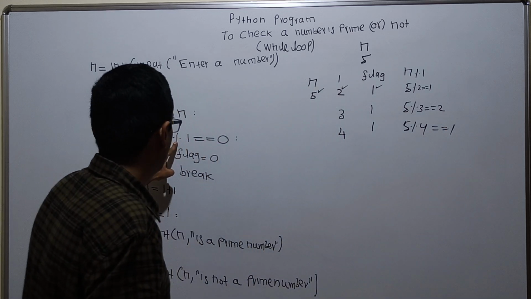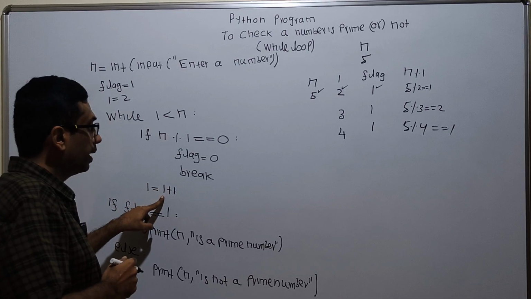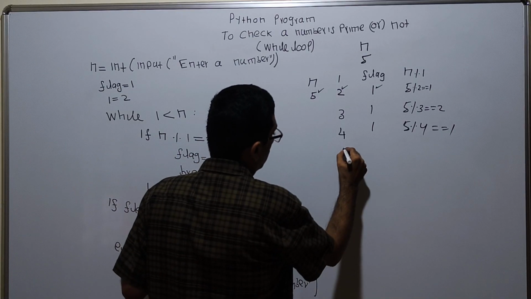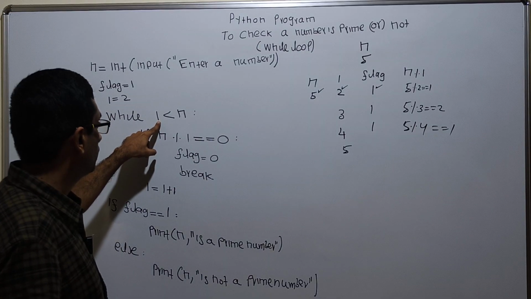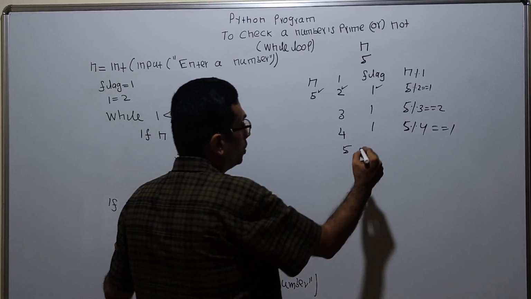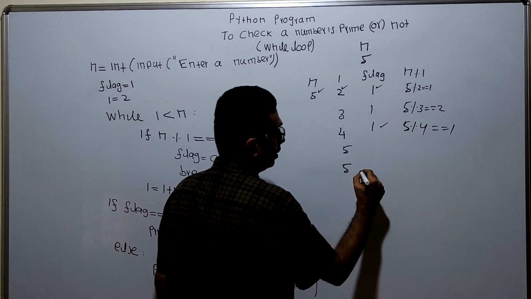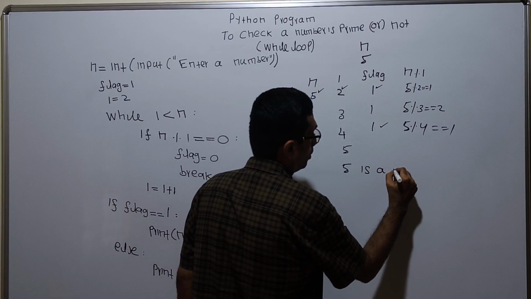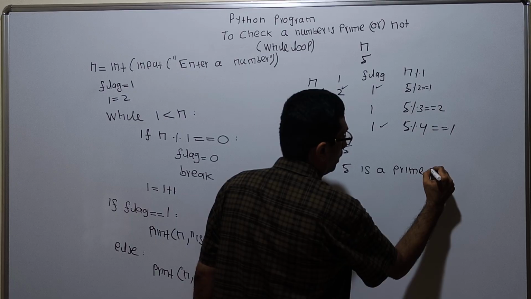So in this case, what will happen? This condition will not be encountered. I will get incremented by 1. So I is 5 now and we'll check 5 less than 5. This is false. It will come out and check flag equal to 1. This is true because the flag value is 1. So it will print 5 is a prime number.